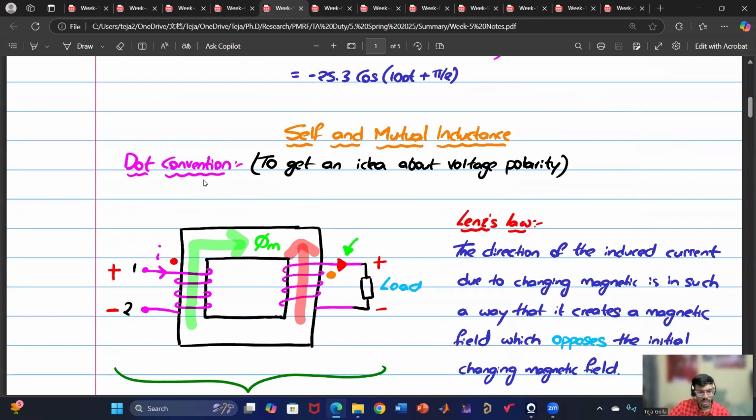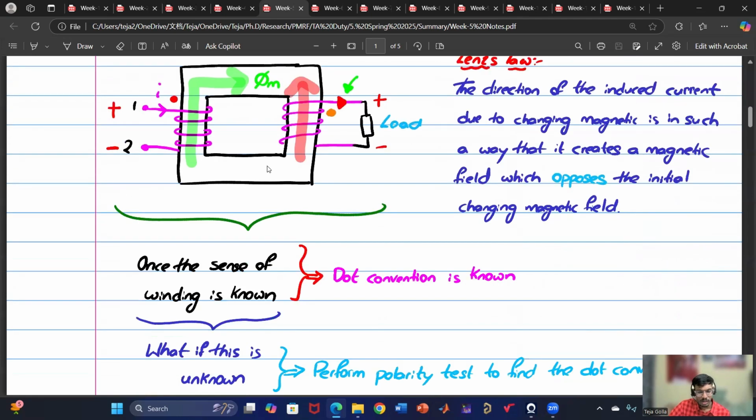First, we have learned the dot convention using Lenz's law. Why is this dot convention needed? So that we'll know, if the current is entering here, or leaving here, or if both the currents are entering, how the voltage polarity will look. Once the sense of the winding is known, the dot convention is known. But every time we cannot give this diagram and then find out the dot convention. So that's why in the circuit the dot convention is directly given, so that we can skip drawing this entire big diagram and directly write the voltage equations.